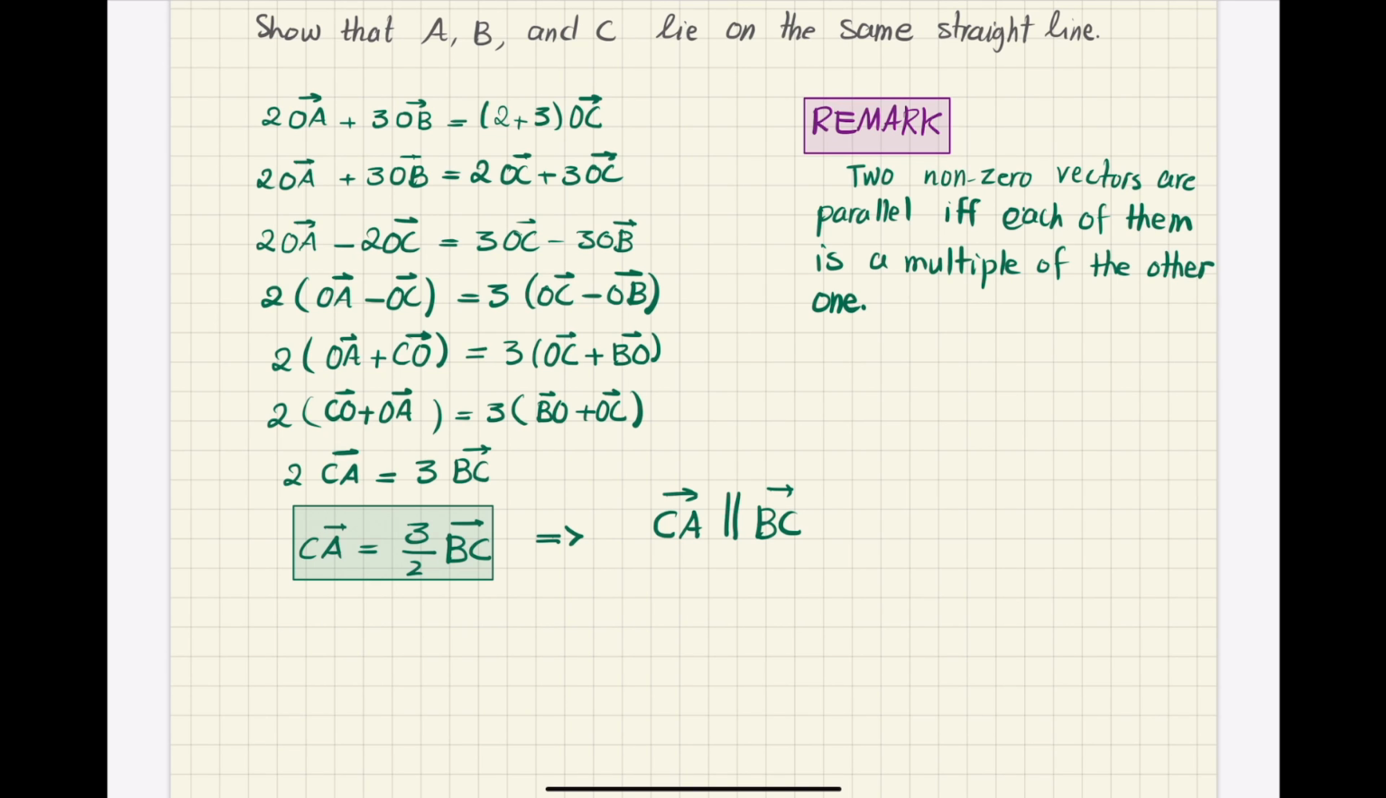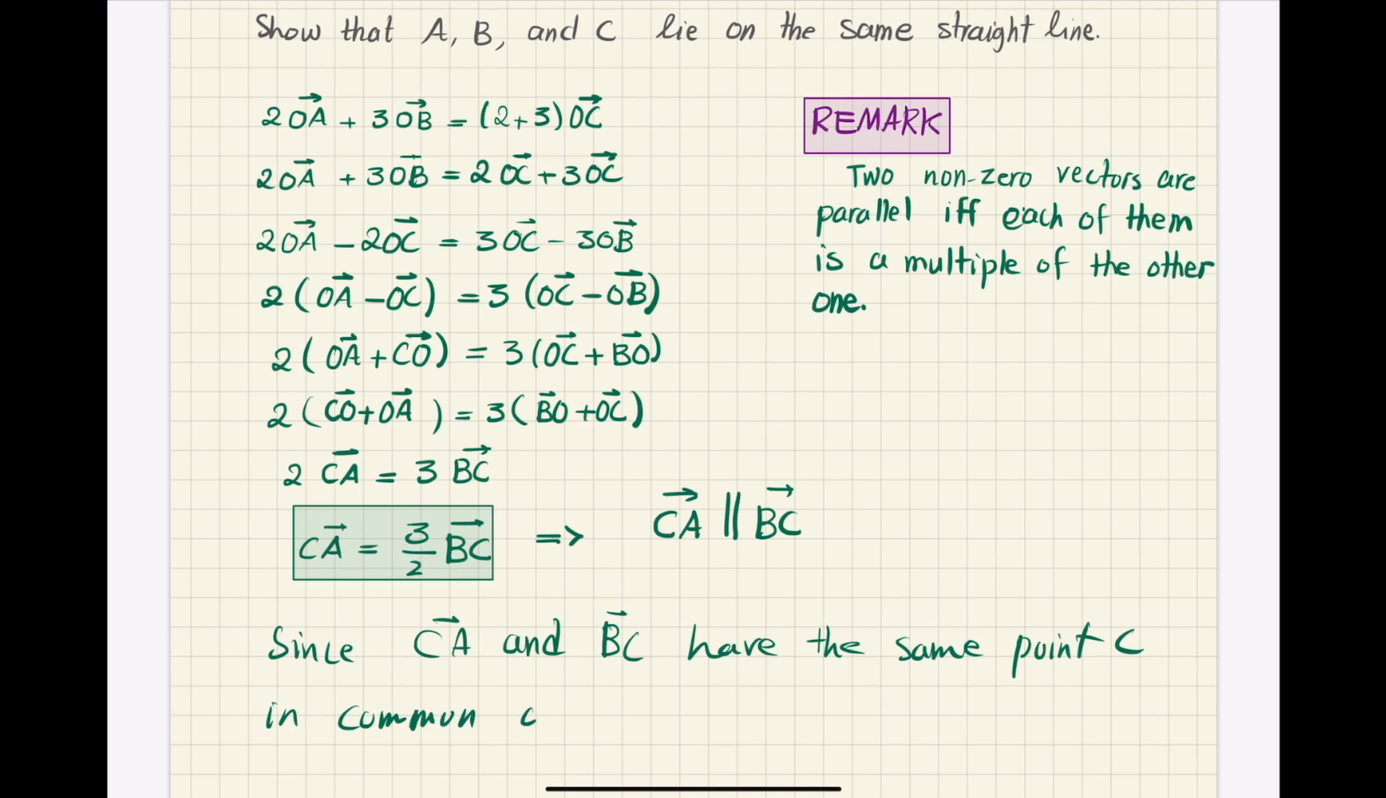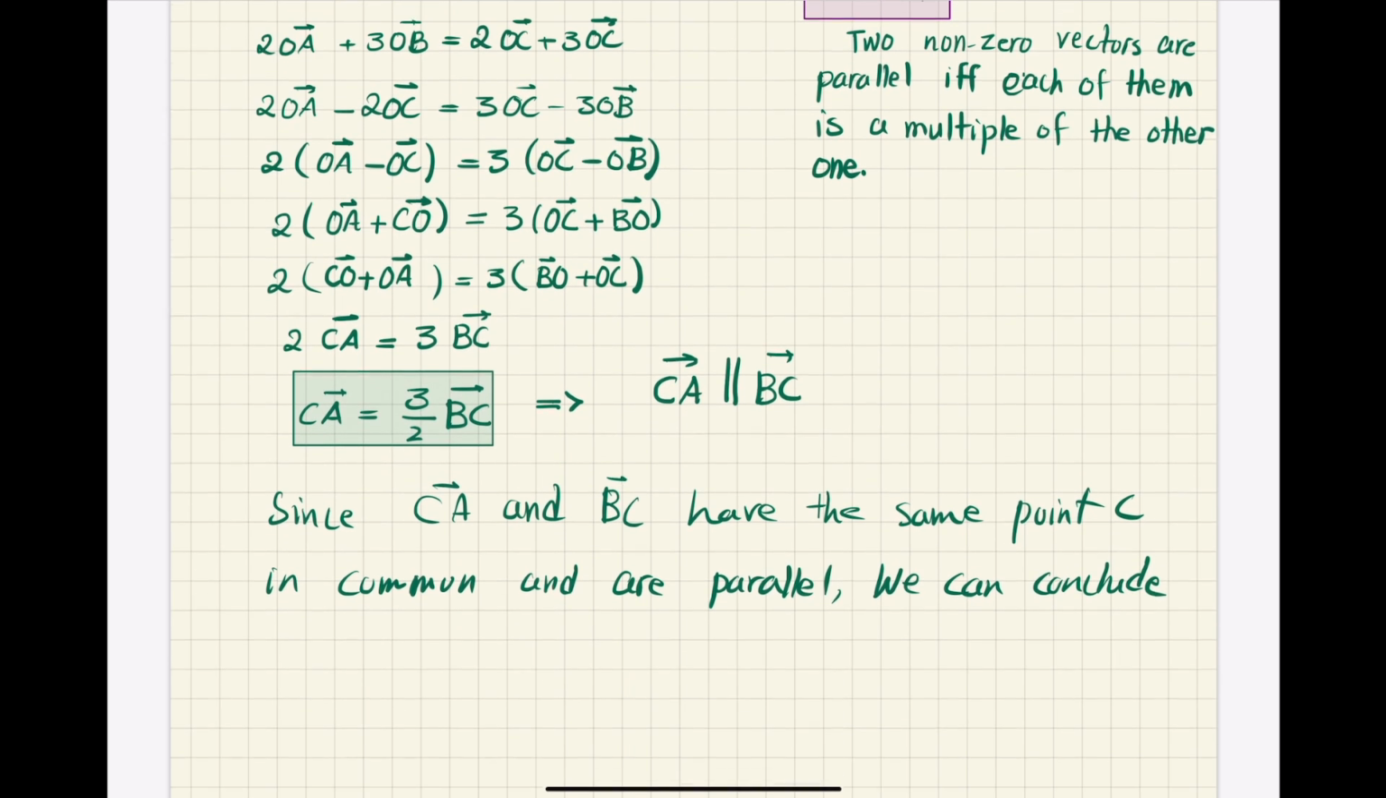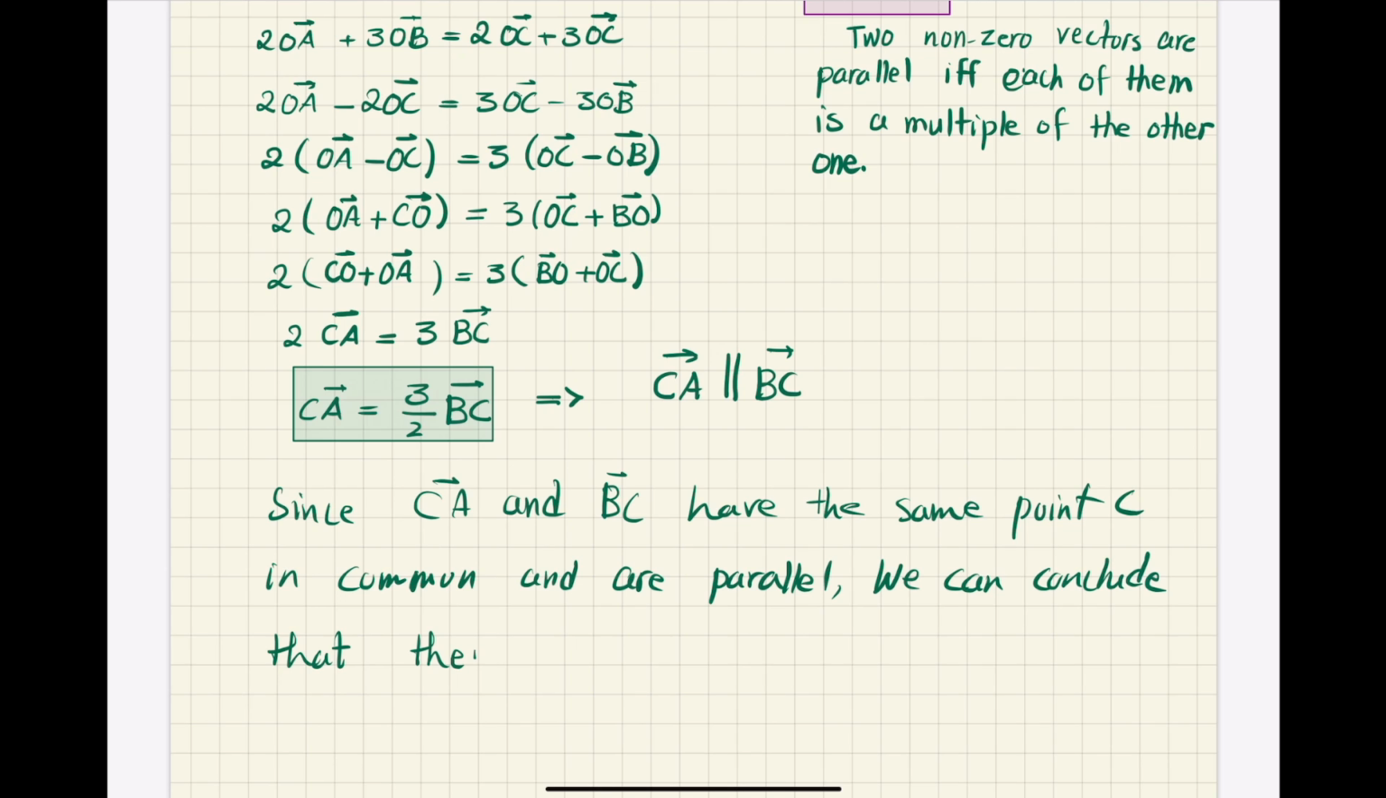So then it means that since CA and BC have the point C in common, and are parallel, we can conclude that they are on the same straight line. Okay, so that's also one problem I want you to know about.